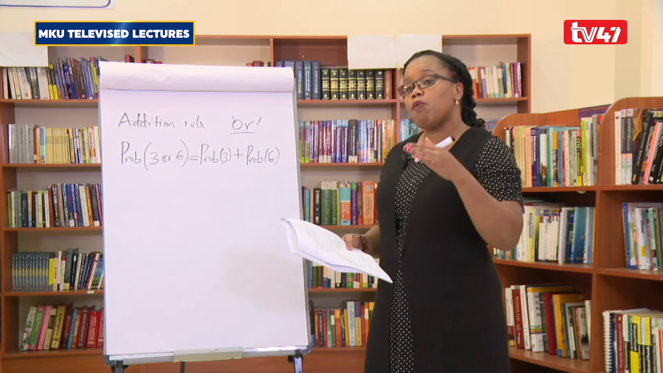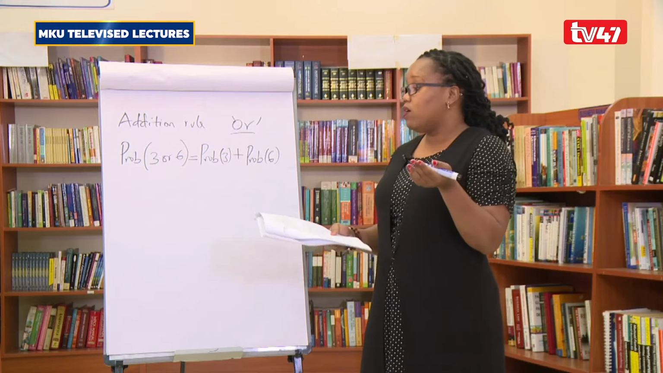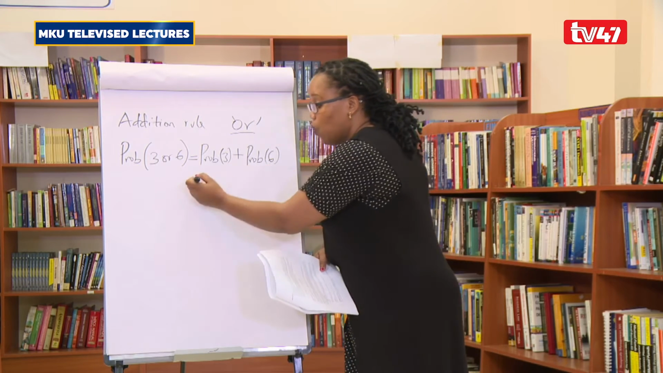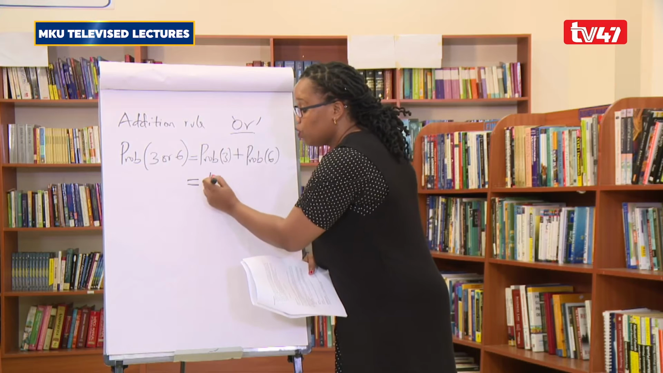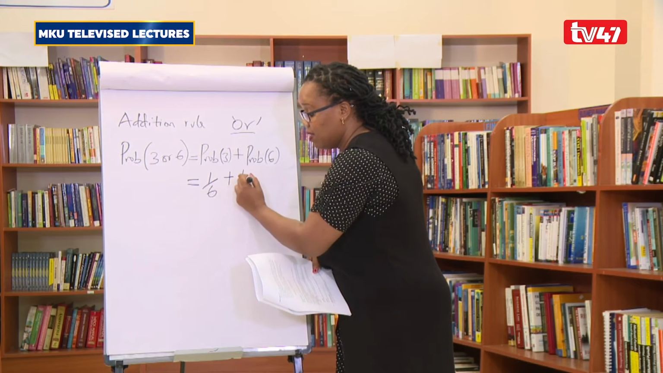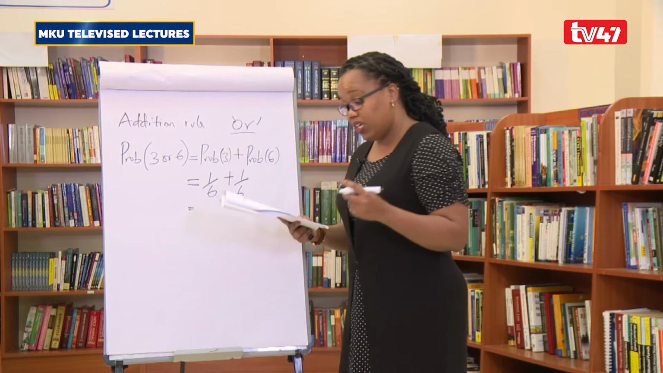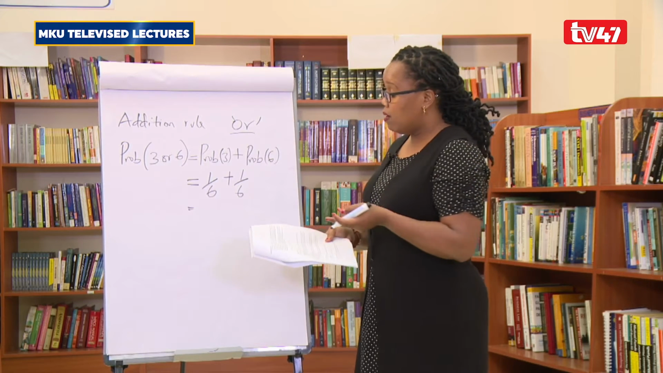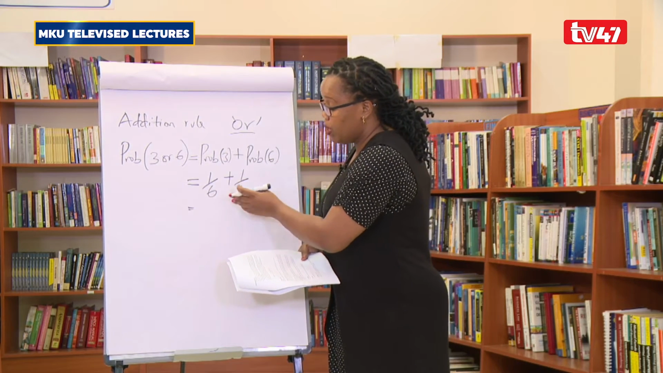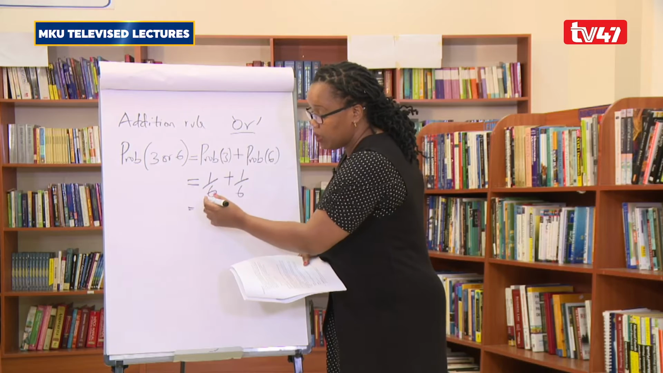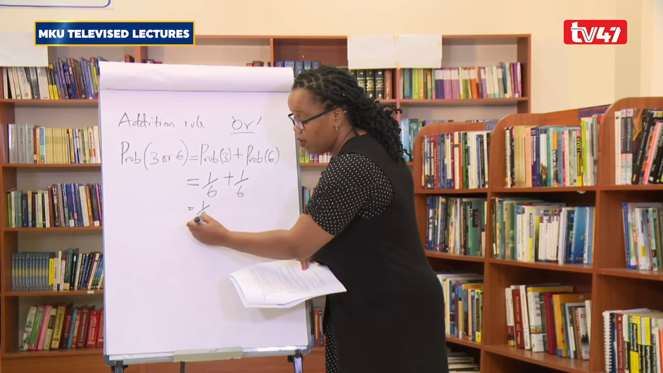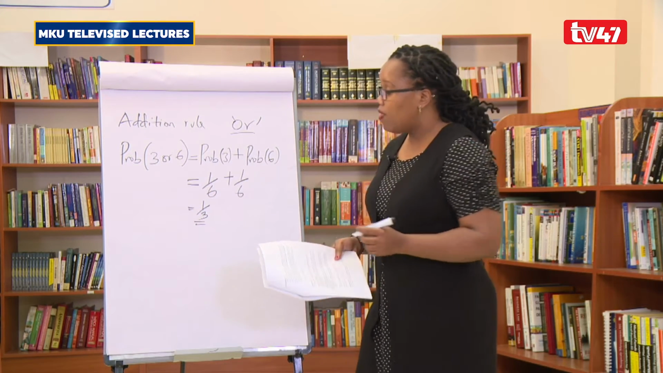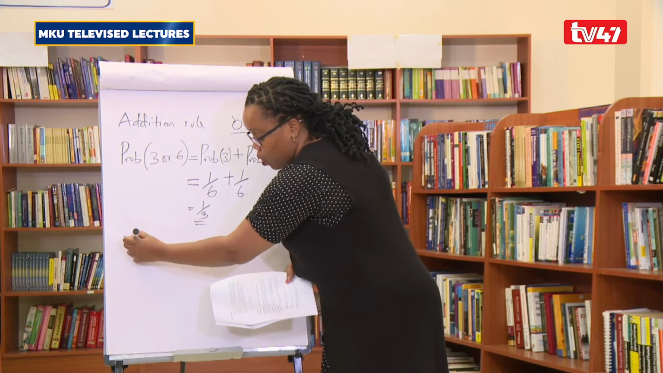And we say the probability of one side of the die is 1/6. So this will be 1/6 plus 1/6, which gives us the probability to be, of course, 2/6, which when simplified becomes 1/3.